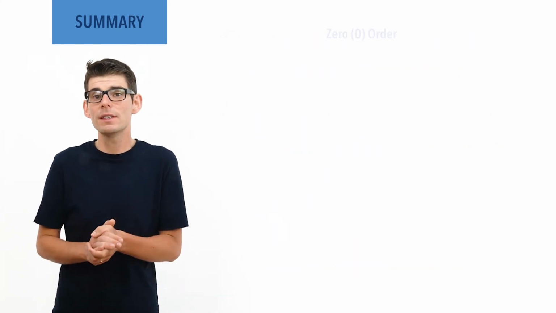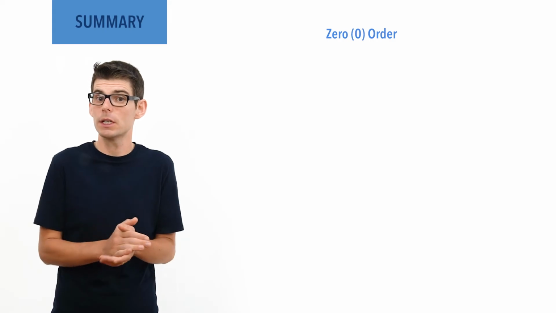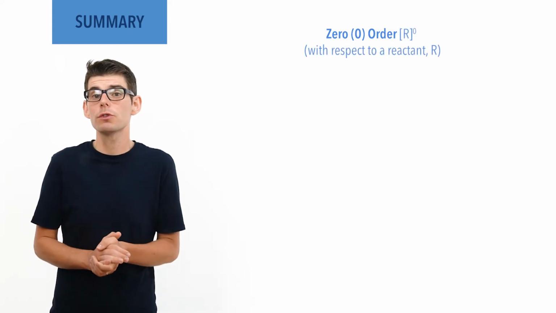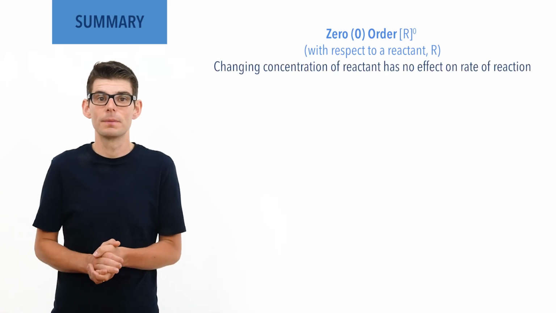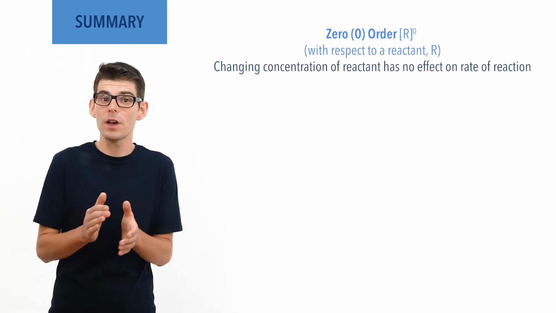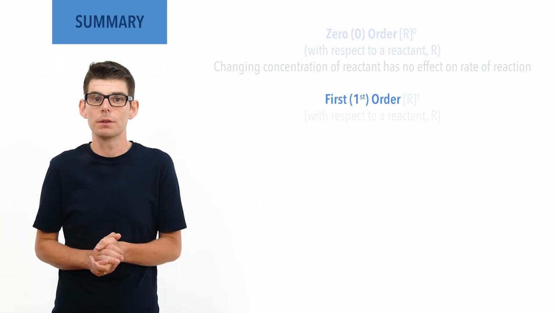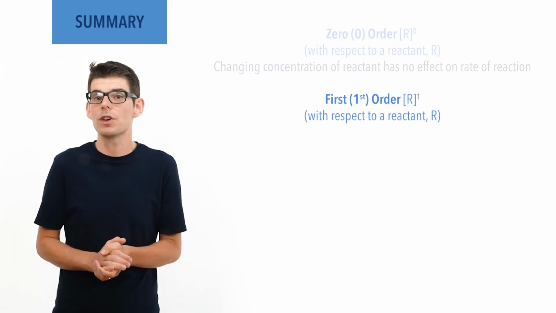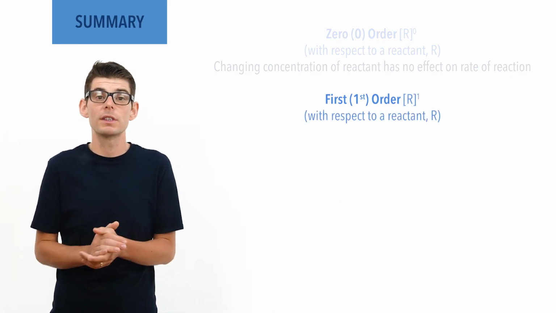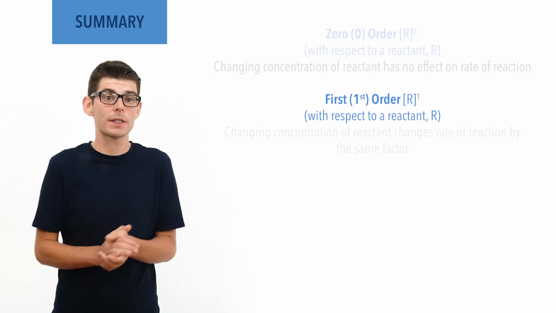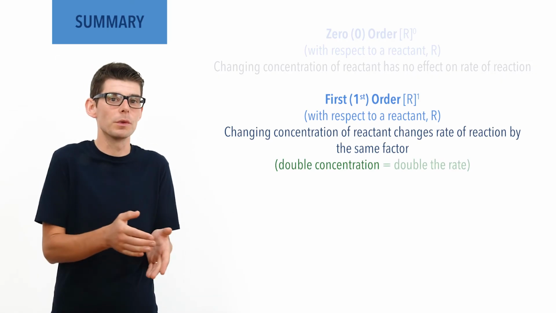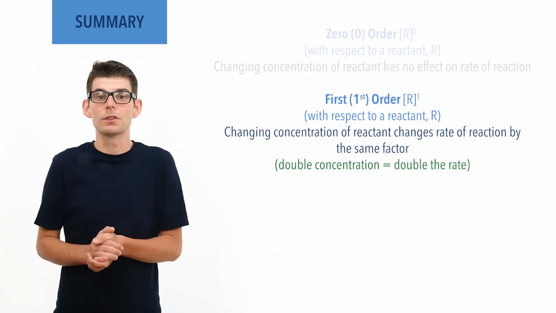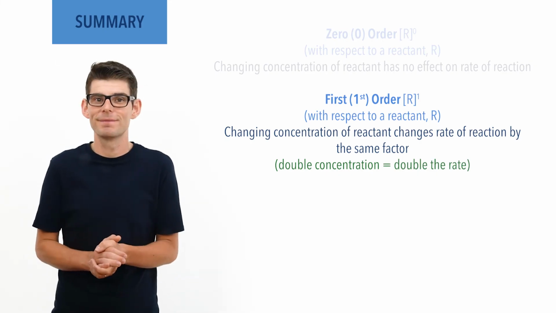If a reaction is zero order with respect to a particular reactant, changing the concentration of the reactant has no impact on the rate of the reaction. If a reaction is first order with respect to a particular reactant, changing the concentration of the reactant will change the rate of the reaction by the same factor. For example, doubling the concentration would double the rate. Halving the concentration would halve the rate.